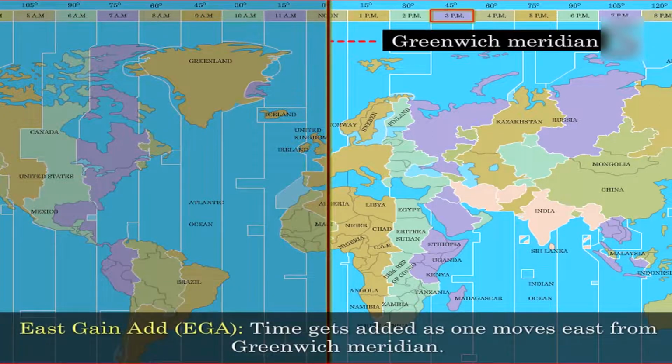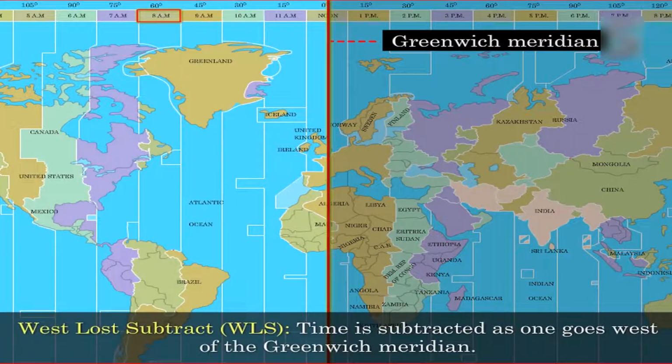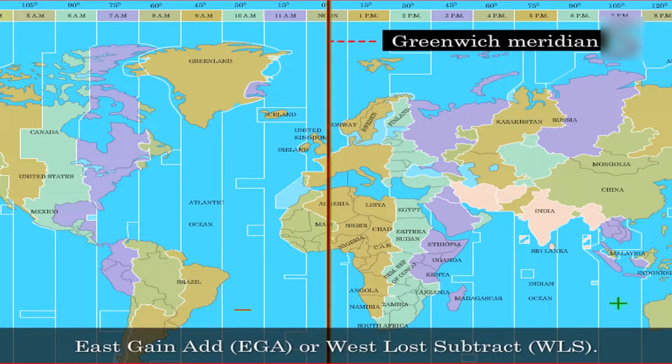Time gets added as one moves east from the Greenwich meridian, while time is subtracted as one goes west of the Greenwich meridian. This concept is otherwise called East Gain Add, EGA, or West Lost Subtract, WLS. Students, sometimes some countries would have multiple time zones with less than half an hour time division. It is complicated with different parts following different time frames in the same country.